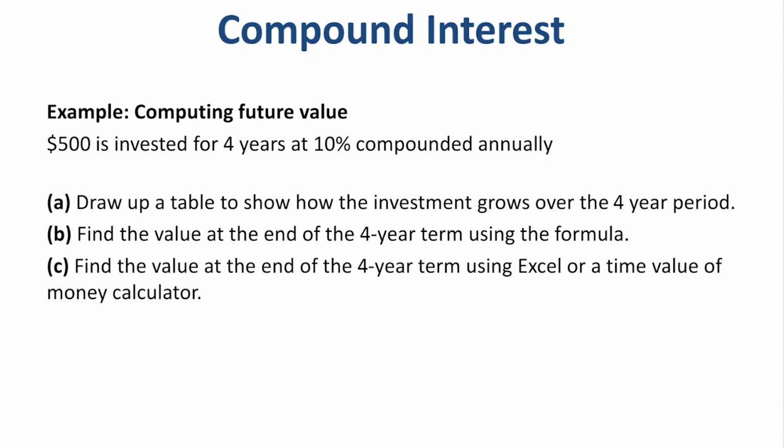So for example, we have $500 invested for 4 years at 10% compounded annually. Let's draw up a table to show how the interest grows over the 4-year period. Find the value at the end of the 4-year term using the formula, and find the value at the end of the 4-year term using Excel.